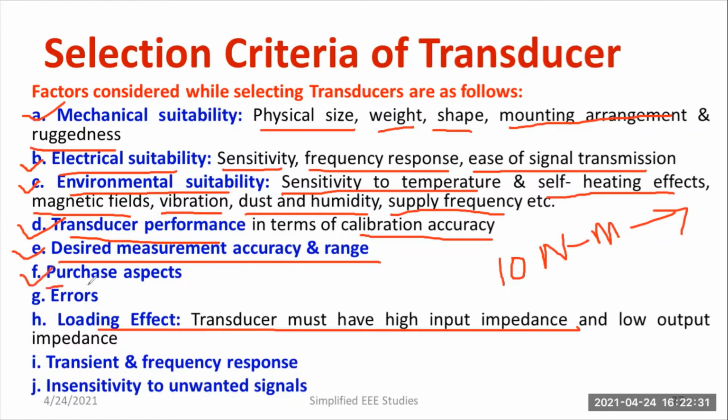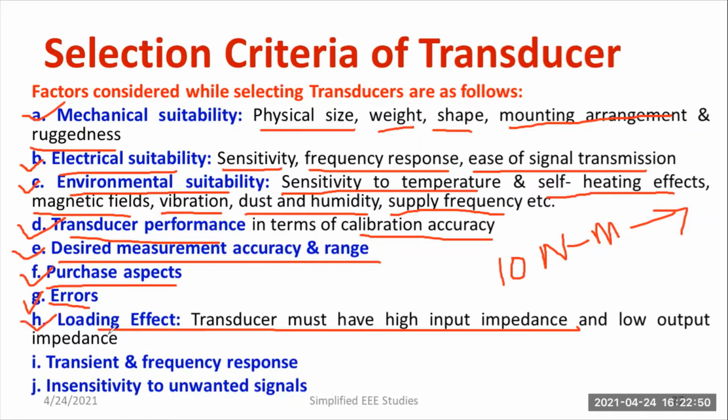Then you have to take care of purchase aspects: whether the cost is viable, is it a reasonable cost? Think about all the aspects. The error of the instrument, the error of the transducer, should be as minimum as possible. It should show better performance.